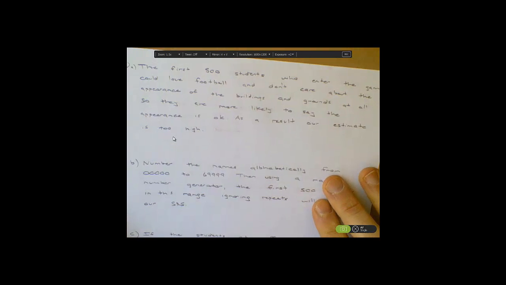Okay, next we're going to take a look at question 2. Question 2 gets into different types of sampling and bias. So for part A, I've yet to check the rubric, so there were a couple of these that were a little trickier. I said the first 500 students who enter the game could love football and they don't care about the appearance of the building and grounds at all, so they're more likely to say the appearance is okay. As a result, our estimate is too high. We've overestimated.